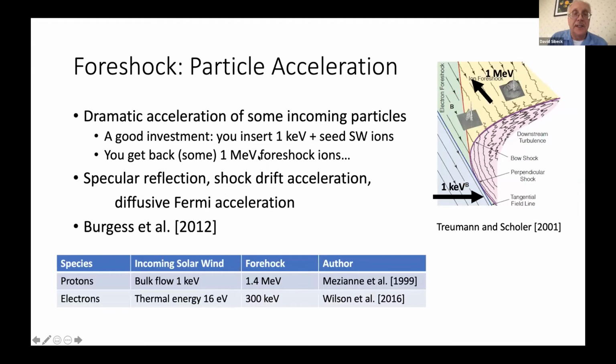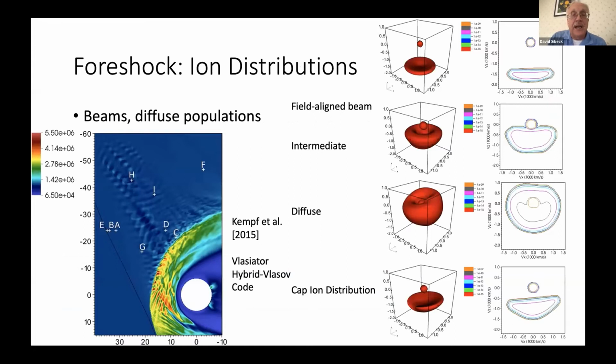So something in the foreshock at the bow shock is doing a great job of accelerating a small part of the incoming population. Processes that could occur are specular reflection off the bow shock, Shock Drift acceleration, or diffusive Fermi acceleration. Good review by Dave Burgess in 2012. And a small fraction of those incoming ions and electrons really do get energized. We now have global hybrid code models that can predict self-consistently the particle distributions, in particular the Vlasiator code in Finland, but other codes are available, showing incoming solar wind and foreshock ions, really cool, and how they interact with each other via waves to produce diffuse or other types of distributions in the foreshock.